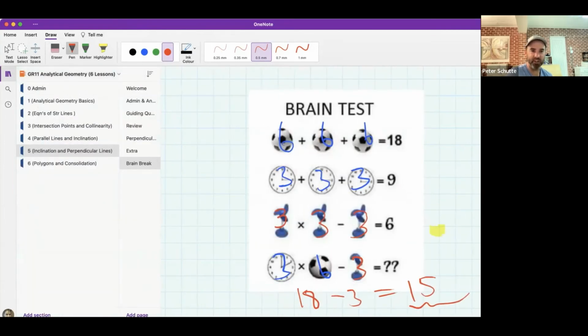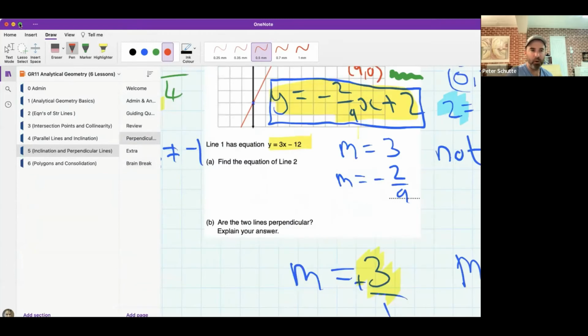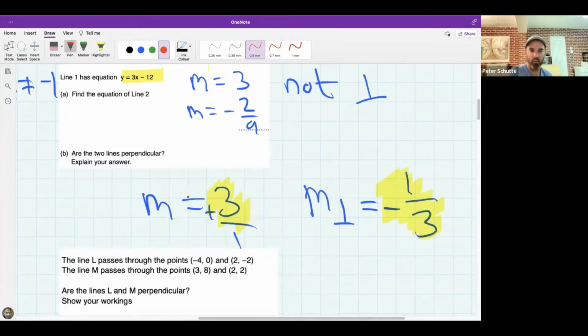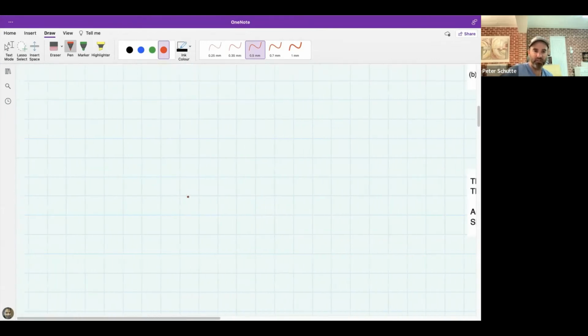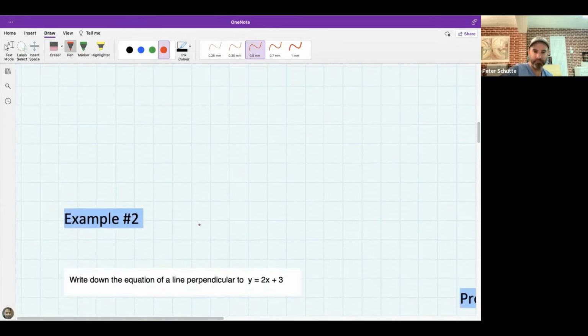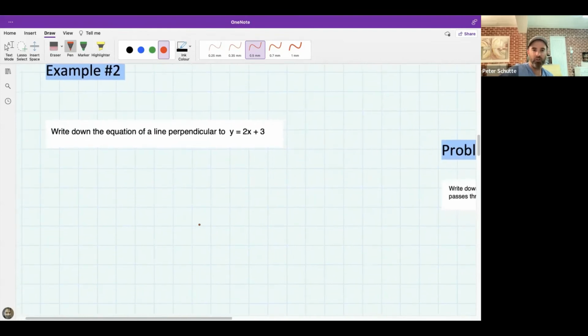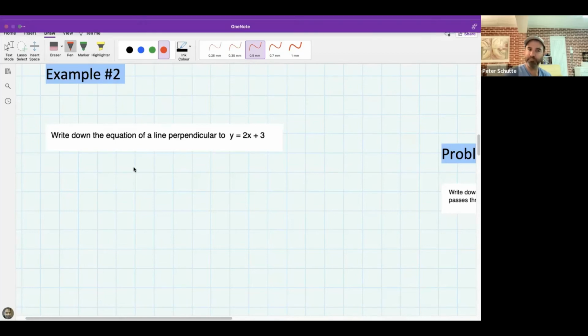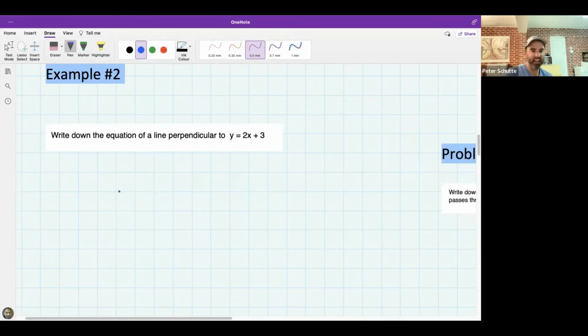Last bit of the lesson, guys. Let's go back. We were doing perpendicular lines, and I want to look at a different type of question here. I want you to write down the equation of a line. Now, there are multiple answers to this. Write down the equation of a line that is perpendicular to y equals 2x plus 3, and just pop it in the chat. So any straight line that is perpendicular to this straight line.